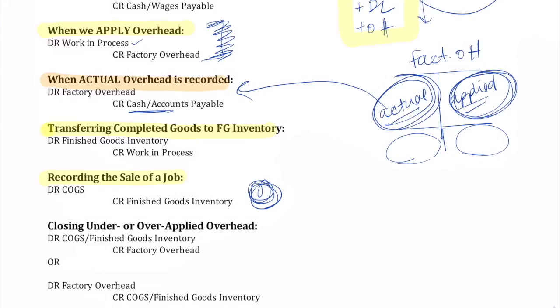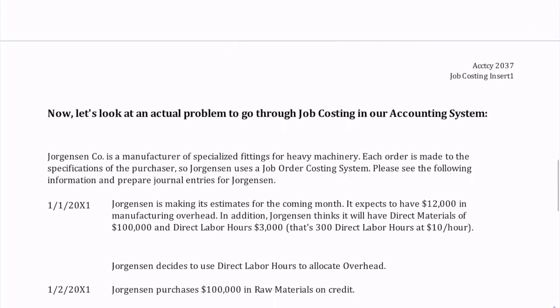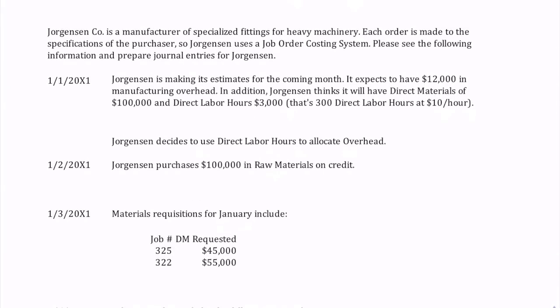Okay, this last entry is a little bit clearer if we work through an example. So we're going to look at an example together. We have Jorgensen Co., a manufacturer of specialized fittings for heavy machinery. They use a job order costing system because there's some customization and component.